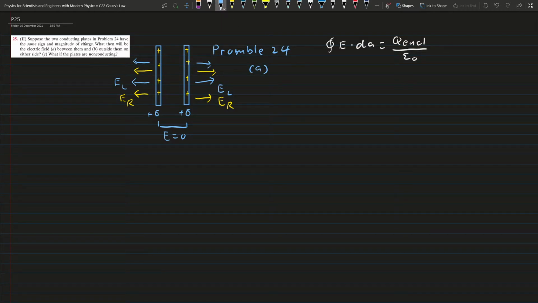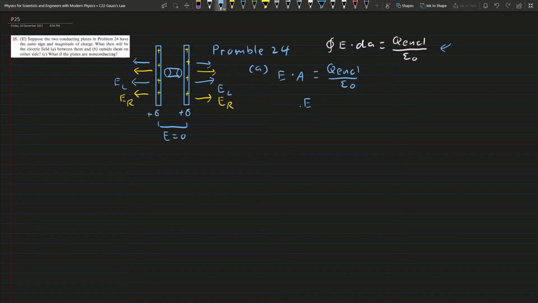Now we start with A. It asks about the electric field between them. So in here we already know this E field will equal 0. But let's use the concept of the Gauss law. We apply, let's say, the cylinder shape here, and you can see this has some area A, so E dot A will equal Q enclosed over the epsilon naught.